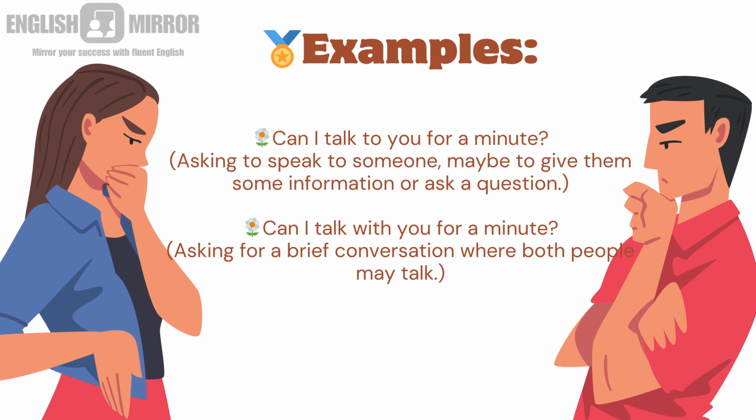Talk with implies a two-way conversation where both people are actively involved in the discussion. When we are using talk with, there will be an active conversation. That is, the speaker will be telling one thing and the listener will be replying to that question or the message or information. Let's see the example.